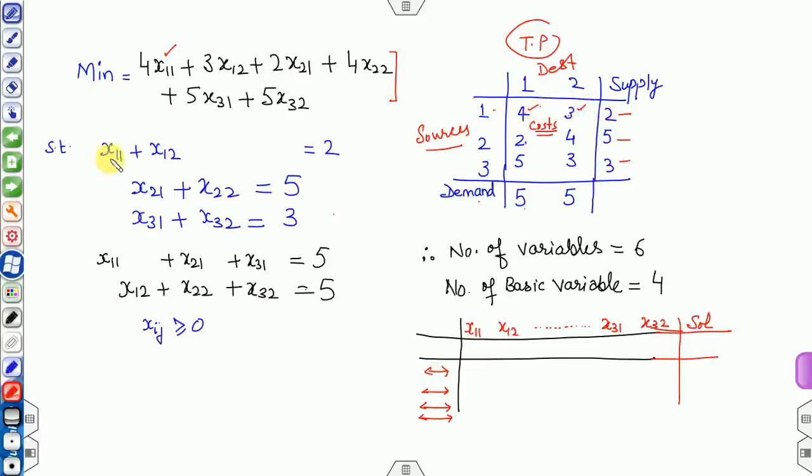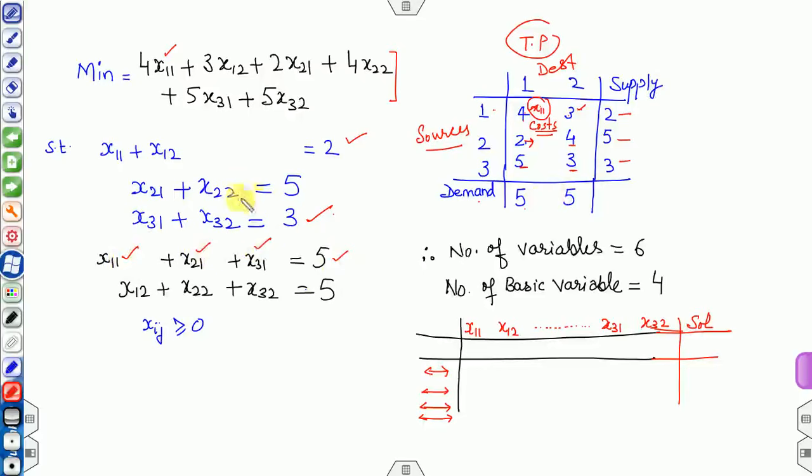So the constraint is: the number of units you have transferred is x11, so x11 plus x12 is equal to 2. Similarly for the second, x21 plus x22 is 5, and x31 plus x32 is 3. Similarly column-wise, this is my x11, this is my x21, x31, so x11 plus x21 plus x31 is nothing but 5, and similarly for the others.